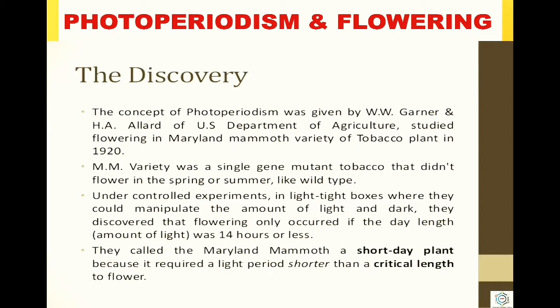This variety was a single gene mutant tobacco that did not flower in the spring or summer like wild type. Under controlled experiments in tight boxes where they could manipulate the amount of light and dark, they discovered that flowering only occurred if the day length was 14 hours or less. They called the Maryland Mammoth a short day plant because it requires a light period shorter than a critical length to flower.